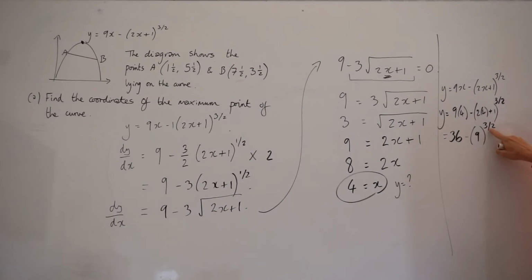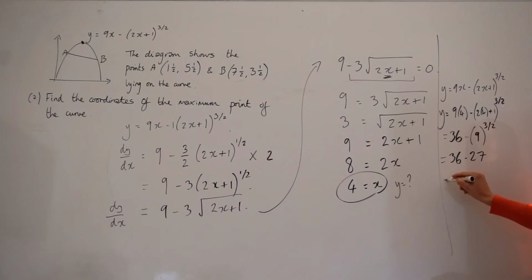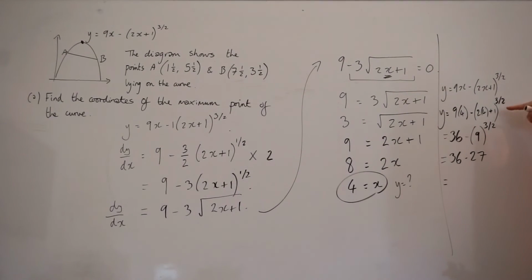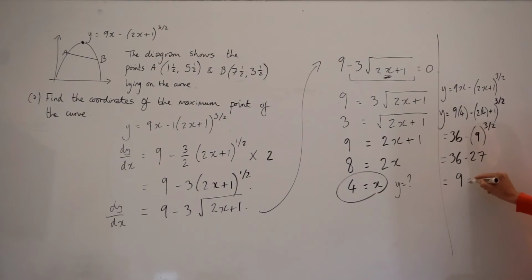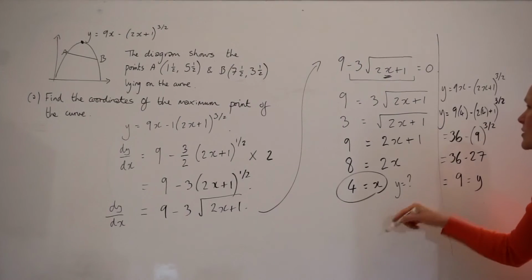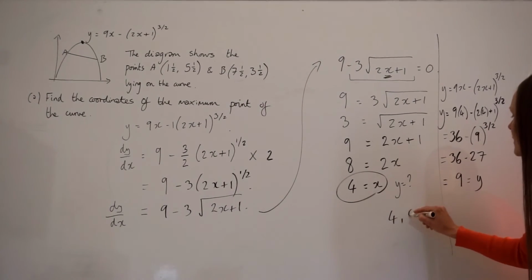So this is the same thing as square rooting what's in the bracket, so 9, and then raising it to the power of 3. Okay, does that make sense? So if I square root 9, I get 3. And then if I cube it, so 3 times 3 times 3, I get 27. Okay, so it's 36 minus 27. If you don't like what I just said, you could just put that in the calculator here, and it will give you the value of y straight away. So 36 take away 27 is 9. So that is the value of y, and so the coordinates of the maximum point are (4, 9).